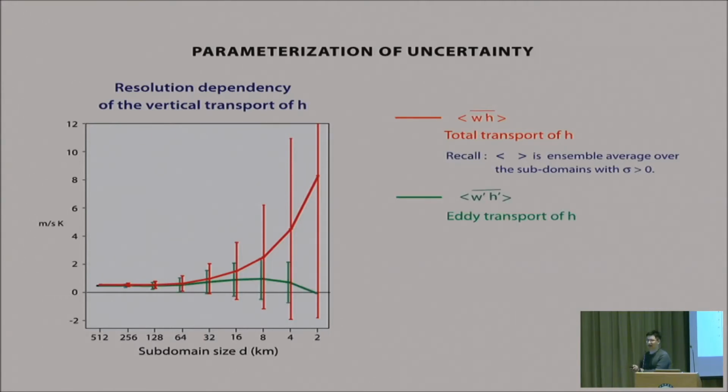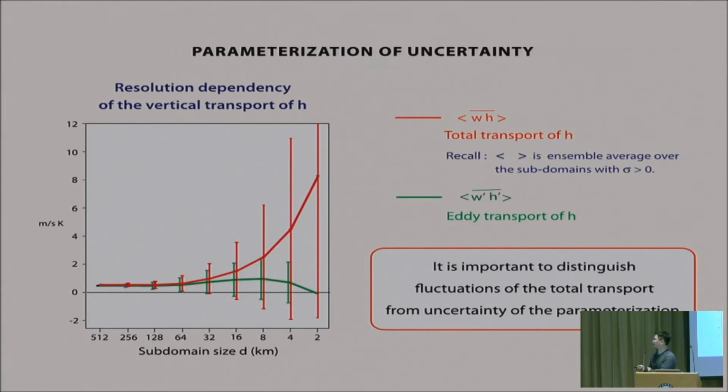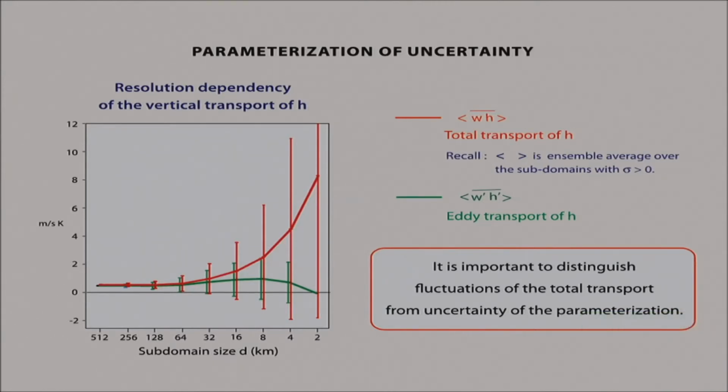But for the subgrid part of this transport, the eddy transport, we need to parameterize, is actually getting smaller, because at the end of the high resolution, 2 kilometer resolution, all the transport is taken care of by the grid scale. So the eddy transport you need to parameterize is actually very small here. So this shows that it is important to distinguish the fluctuation of the total transport from the uncertainty of the parameterization. The green line is the transport we need to parameterize. The red line is the variability generated by the grid scale convection.